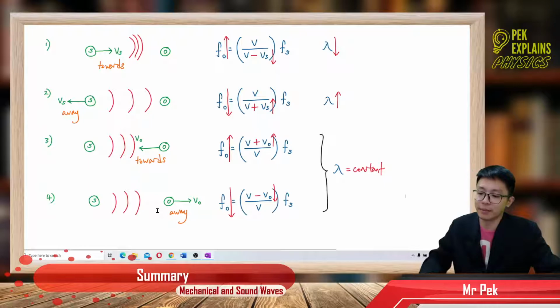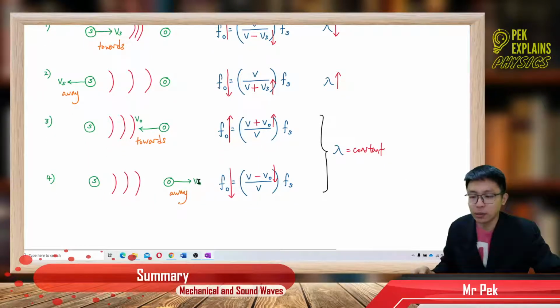Now the last example. Now the observer is moving away. So the expected frequency will drop. If we want the frequency to drop, we know it only has VO, no VS, only VO at the top. So is it positive or negative? If we want to make the frequency drop, the top here must be made smaller. How to make it smaller? We minus, then it becomes smaller at the top, so the frequency will drop. That's why negative, not positive.